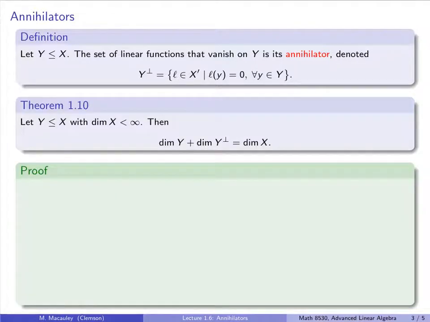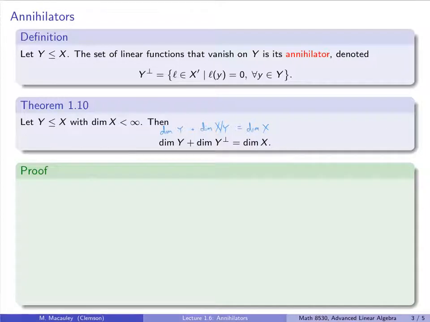Our first result is that the dimension of Y plus the dimension of Y perp is equal to the dimension of X. Now this should look a little bit familiar because we've seen theorems that are like this. Namely, we've seen that the dimension of Y plus the dimension of X over Y is equal to the dimension of X. So all we have to do is show that Y perp has the same dimension as X over Y. But now Y perp lives in the dual space, and X mod Y is a quotient of the regular vector space. But we know one more thing.